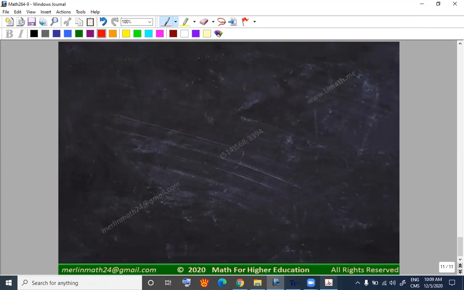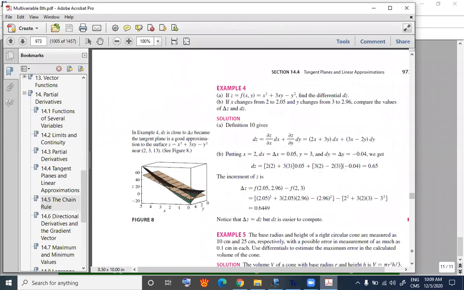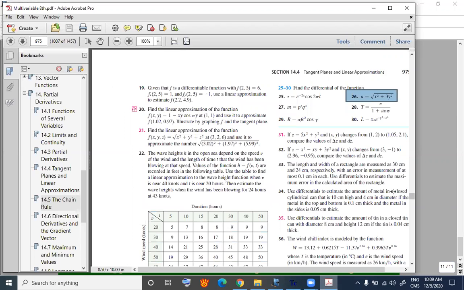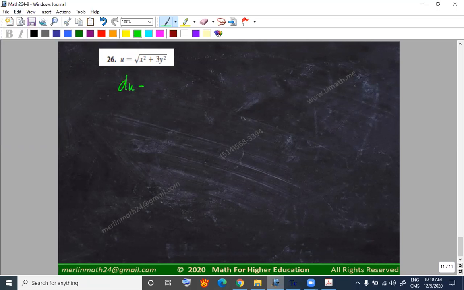That is for number 26. We go back. Number 26. Yeah, that's right. We'll copy it. Okay, so the differential would be here du. So the du would be equal to fx dx plus fy dy. In this case, this is my f. Or if it is written in a proper way, because it's a u, I would say du equals ux dx plus uy dy.